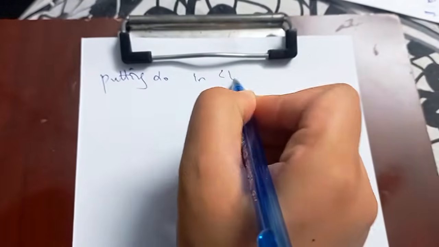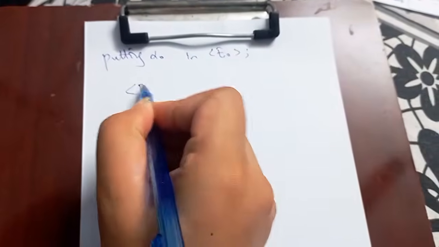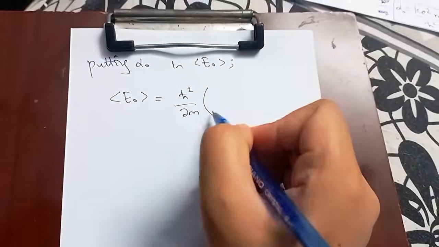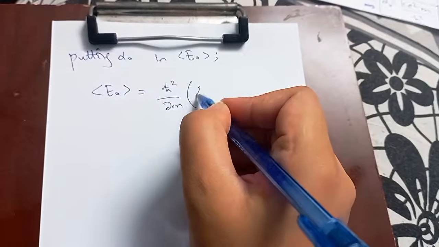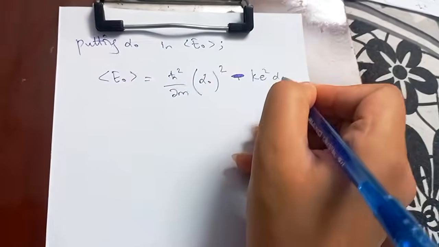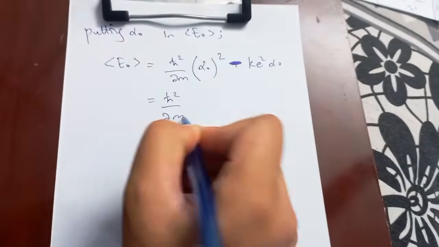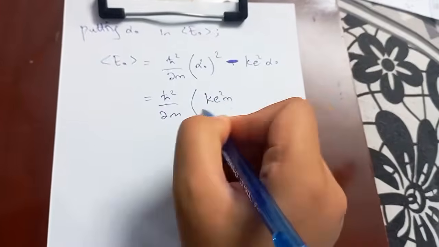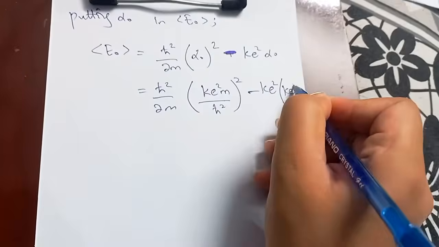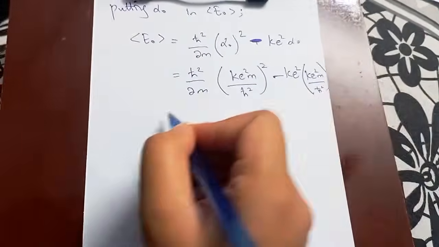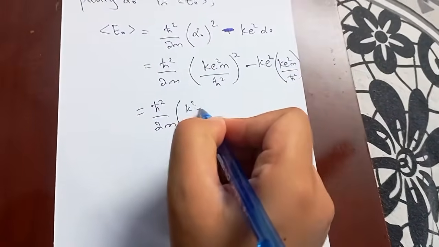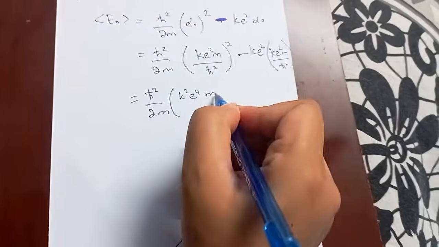Putting psi naught in this expression, we get ħ²/2m. Then, in place of alpha squared, I'm going to put alpha naught squared, minus k e² alpha naught. Let's put the value of alpha naught, (k e² m/ħ²) whole squared, minus k e² alpha naught, where alpha naught is k e² m/ħ². Let's simplify: ħ² over 2m, k² e to the power 4, m squared.